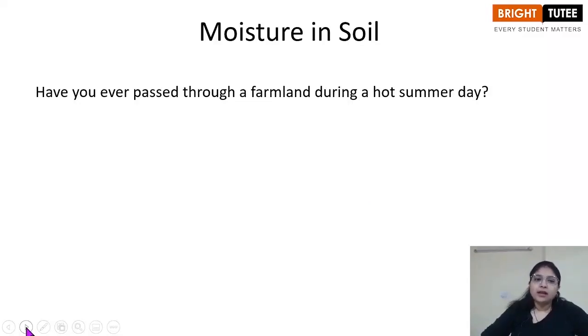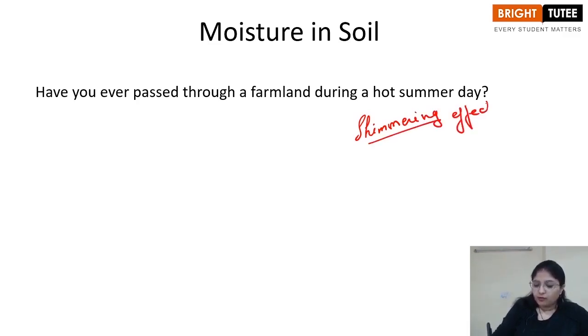We are going to determine whether or not there is moisture present in the soil. Now, all of you must have gone through a farmland during a hot summer day. If not a farmland, you must have seen a big farm or a big garden, and especially during a hot summer day, you will find a shimmering effect right above the ground. Now, what is the reason? Have you ever wondered what might be the reason of this shimmering effect that you are able to see?